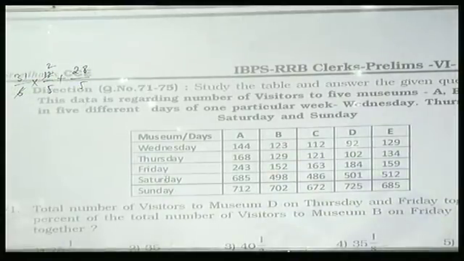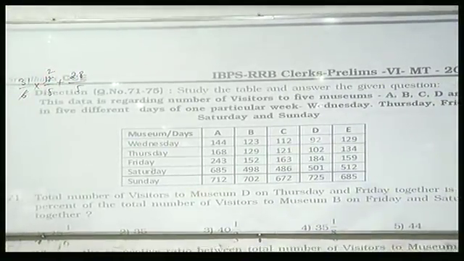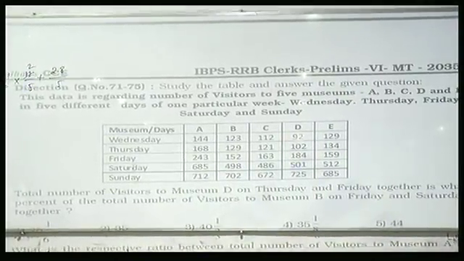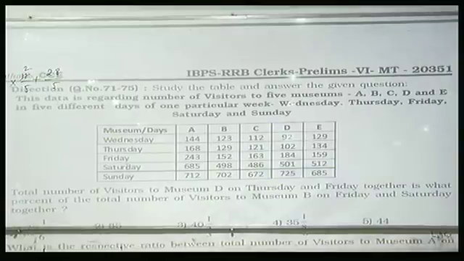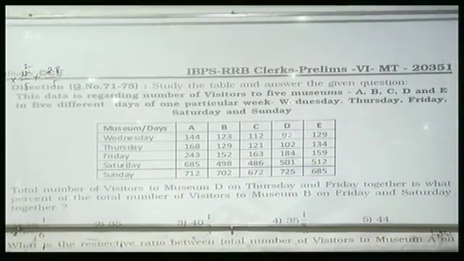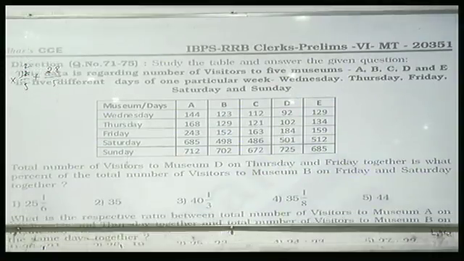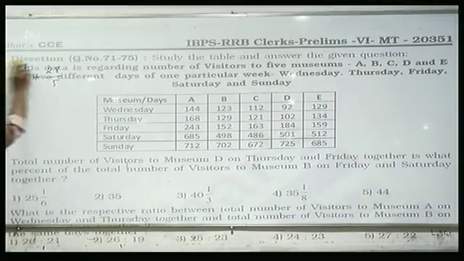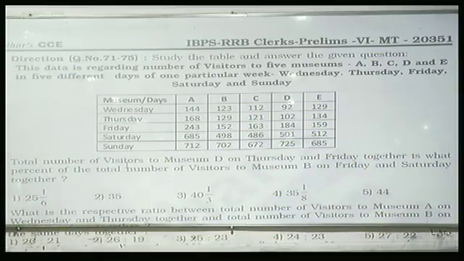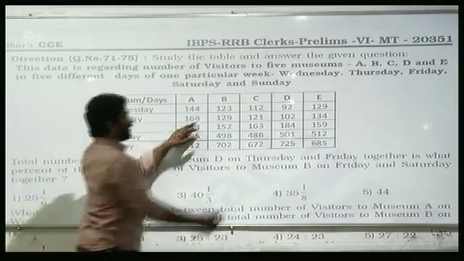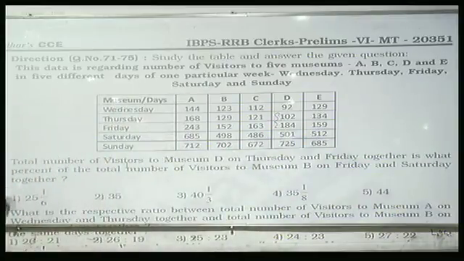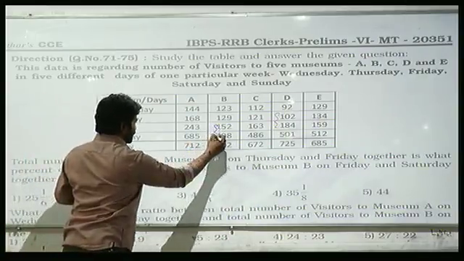This data is regarding the number of visitors of 5 museums A, B, C, D, E, on 5 different days of a particular week: Wednesday, Thursday, Friday, Saturday, Sunday. Should be an easy one. 71 to 75. Come on. Total number of visitors to Museum D on Thursday, Friday together is what percent of the total number of visitors to Museum B on Friday and Saturday? Friday and Saturday. Museum B.